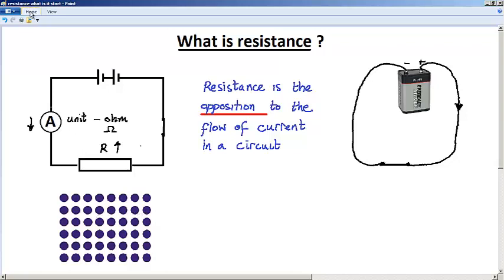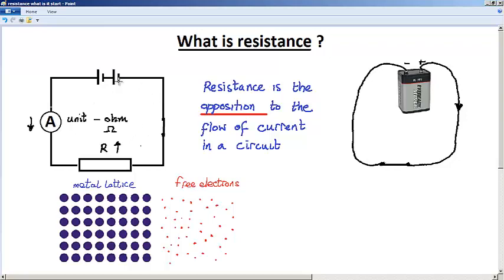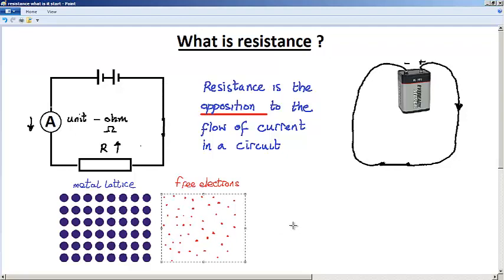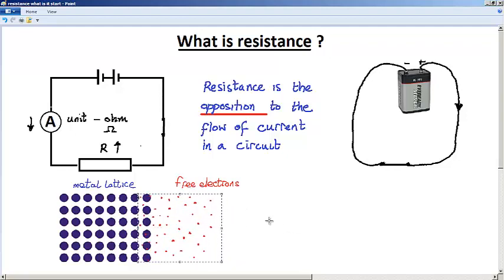Let's just draw them now. So this is our metal lattice, these are our free electrons. And so when the switch is closed, these free electrons will start to pass around the circuit. Now, conventionally, the current flows from positive to negative. In reality, in fact, the electrons are flowing in the opposite direction. I don't really want you to worry about that now. So what's happening is that the free electrons are flowing around the circuit, and as they do so, they pass through the lattice like this.